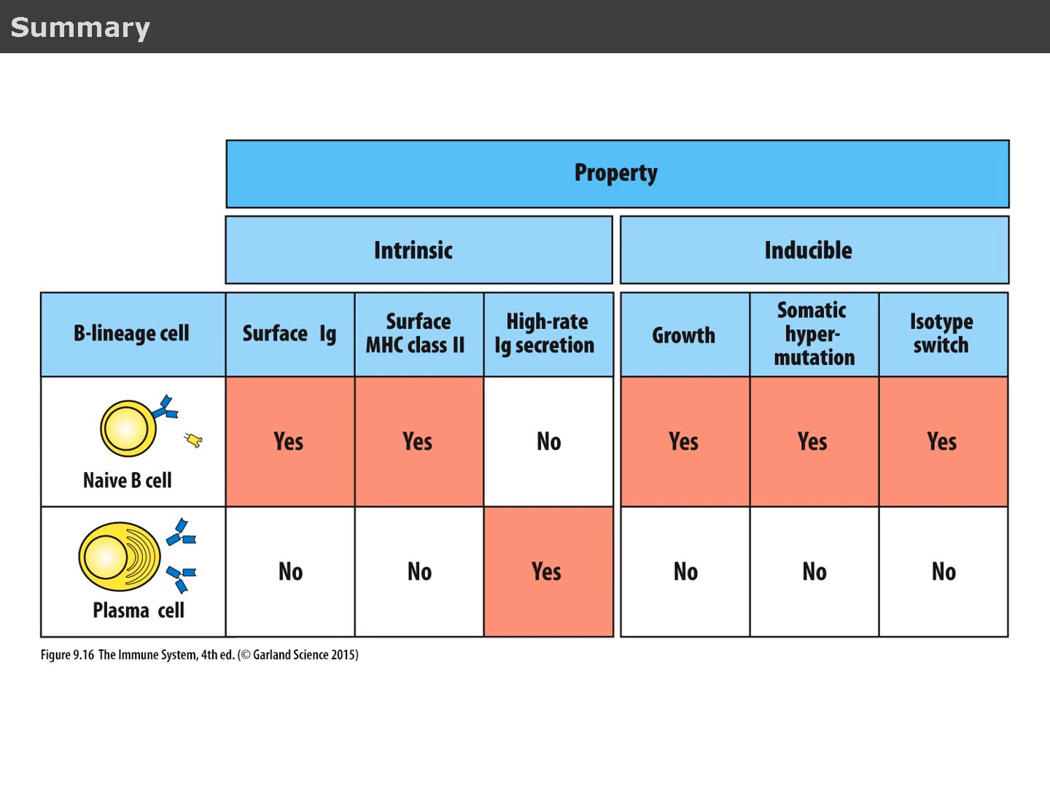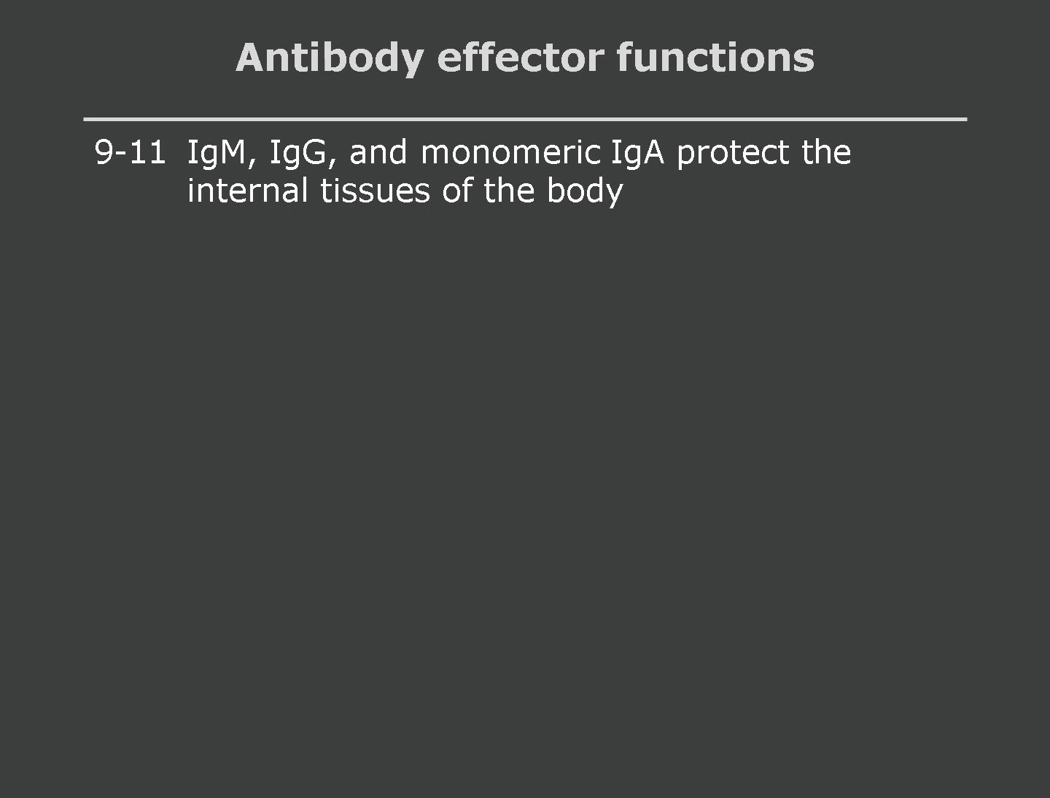In summary, this table underscores the developmental trade-off. Naive B cells are versatile responders, while plasma cells are dedicated effectors. IgM, IgE, and monomeric IgE protect the internal tissues of the body.